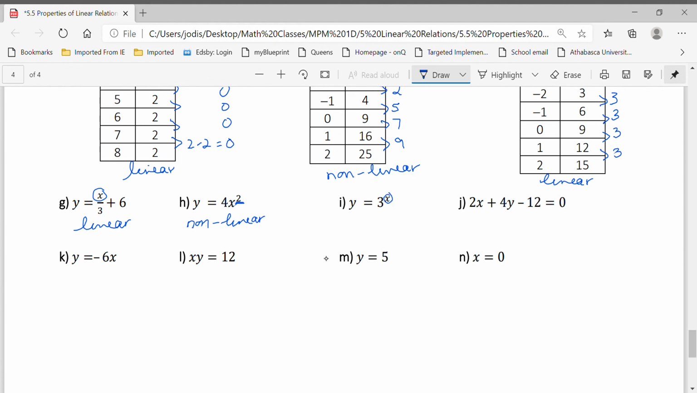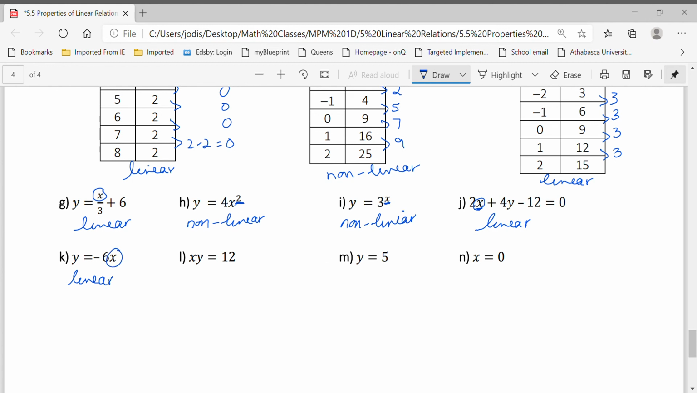This one, x is our exponent. It can't be the exponent. It has to be just a regular variable. So this one would also be nonlinear. In this one, this is just in standard form, but we still have x with base. So x is our variable. It has an exponent of 1. This one is linear. Next, y equals negative 6x. This one is also linear, right? We've got just a 6 with the exponent of 1.